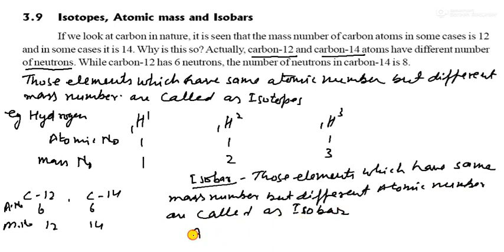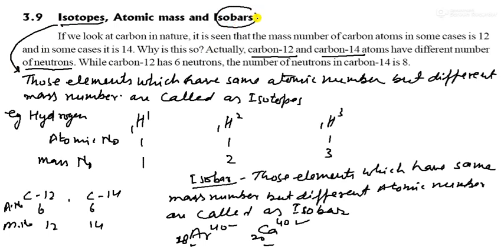So the example is argon and calcium. Argon is 18 and 40, and calcium is 20 and 40. So you can say argon and calcium have the same mass number, but the number of protons differs. So these are the examples. You can write both isobar and isotopes in your copy. The isotopes definition is given here, and the isobar one is given here. So you can write it in your copy.